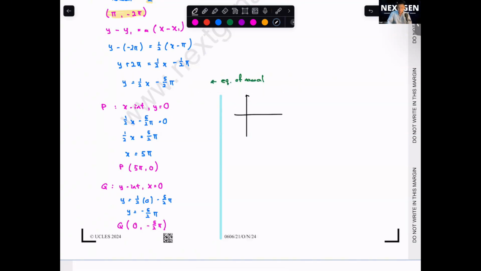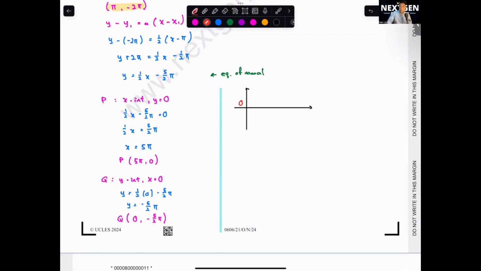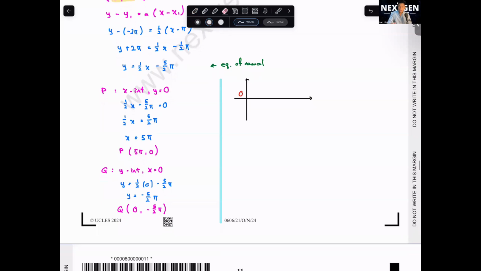Sean asks, how do we know when to use y minus y1 equals m(x minus x1)? When you want to find the equation of a straight line. In NMath, we don't use y equals mx plus c. In NMath, we use that formula, y minus y1 equals m bracket x minus x1. So you will use that for any straight line. Like this question, we are finding the equation of normal. So for equation of tangent and equation of normal, you also use this y minus y1 equals m(x minus x1).